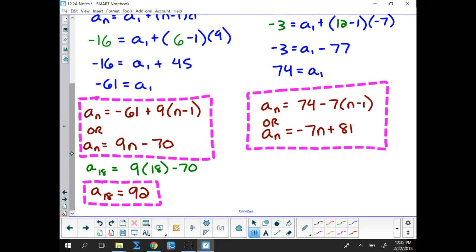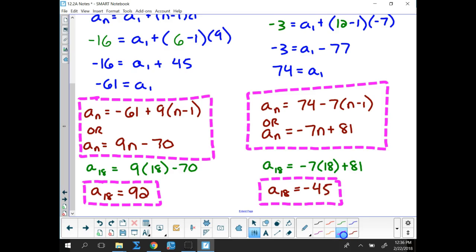Eighteenth term: negative 7 times 18 plus 81. Negative 126 plus 81 is negative 45. Yes, okay.